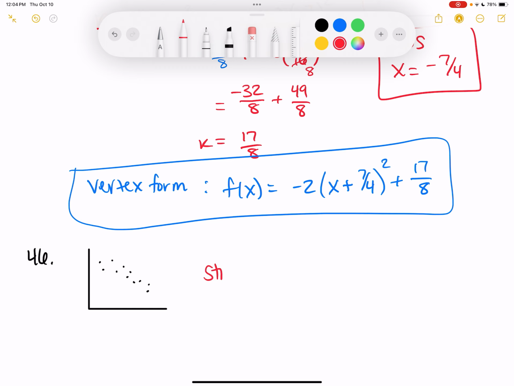Strong negative. So if it's positive or negative is always determined by what the slope of the line is if you were to draw a line in between the points. As far as it being strong, weak, or moderate, it's how tightly packed the dots are together. So these are pretty tightly packed, so I would say strong negative.